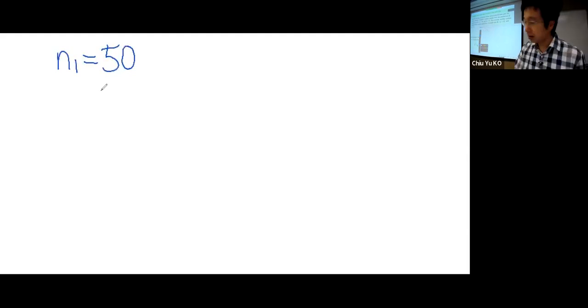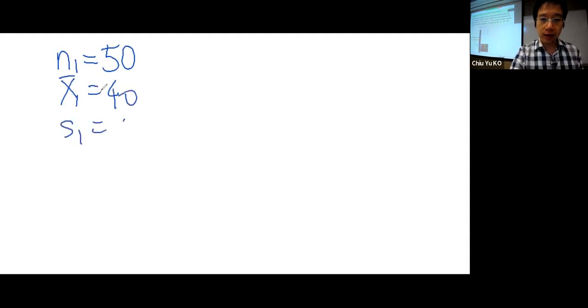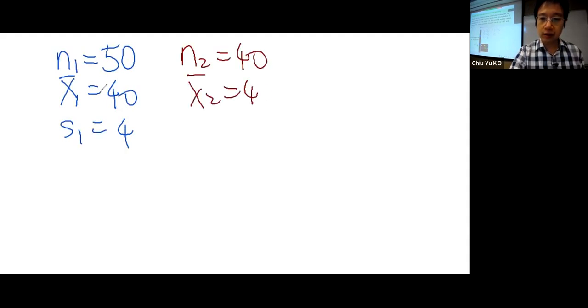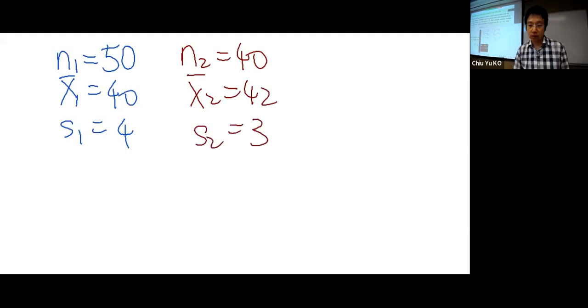Now let's do the boy and girl story again. We have boys here with n1 is 50, because there are 50 boys, and x1 bar is 40, and s1 is 4. This is the boy. Look at girl, n2 is 40, x2 is 42, and s2 is 3.